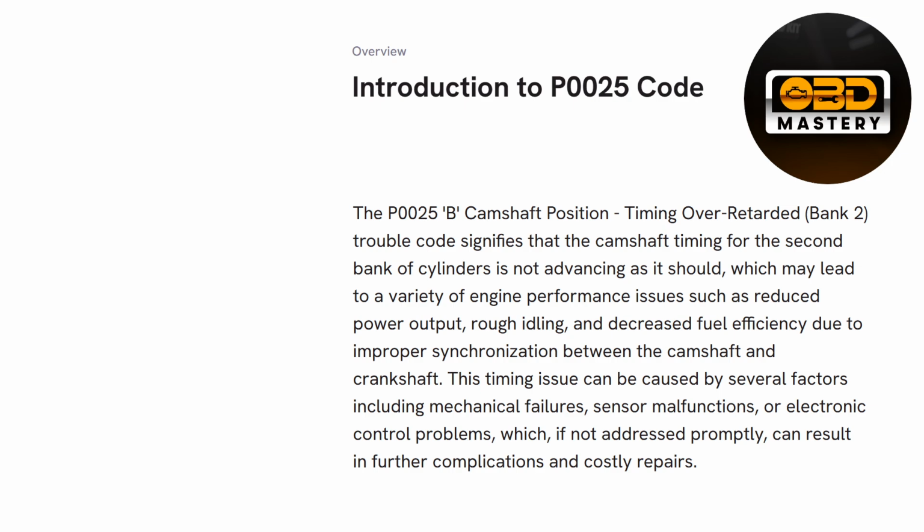Starting off here with the introduction, this code just means that the camshaft position timing is over-retarded on bank 2, and it signifies that the camshaft timing for the second bank of cylinders is not advancing as it should. So it may lead to a variety of engine performance issues such as reduced power output, rough idling, and decreased fuel efficiency due to improper synchronization between the camshaft and crankshaft.